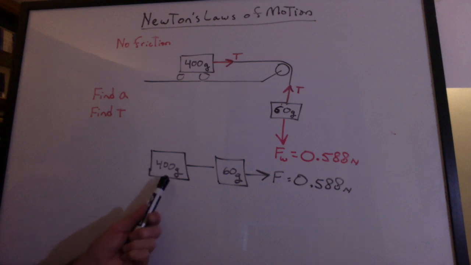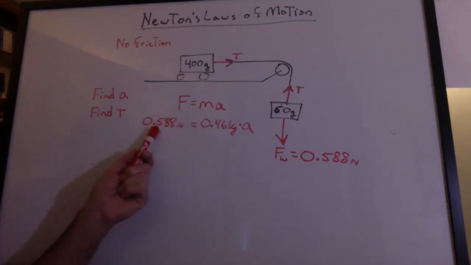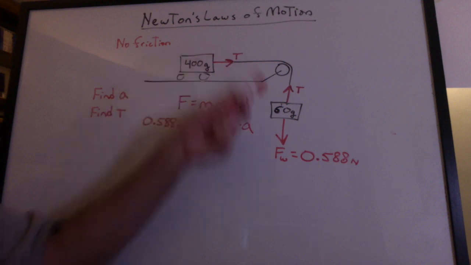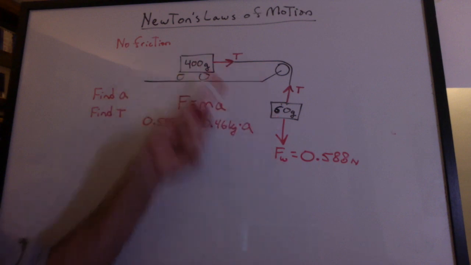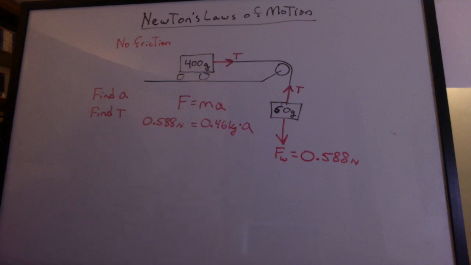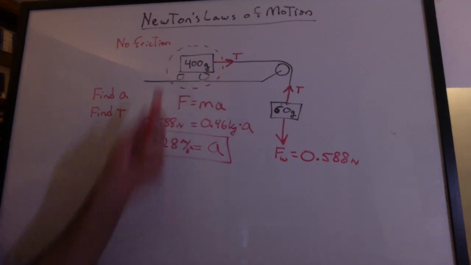It's just like what we started with. A couple of masses, no friction, with a force pulling on them. So we write F equals ma, and the only force accelerating the system is going to be 0.588 newtons. And the mass of the system is both of these times the acceleration. I get 1.28 meters per second squared. And now how am I going to find the tension? Isolate that object.